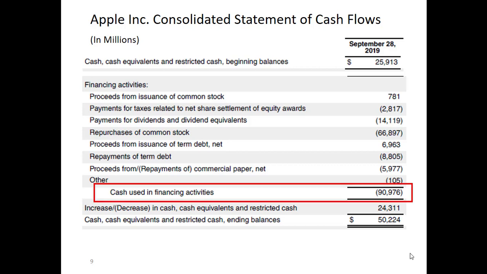Now, with those three components, we can see how Apple went from a balance of $26 billion of cash at the start of the year to $50 billion at the end of the year. The combination of cash from operations, investing, and financing led to an increase of $24 billion.